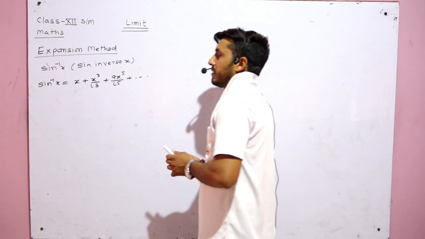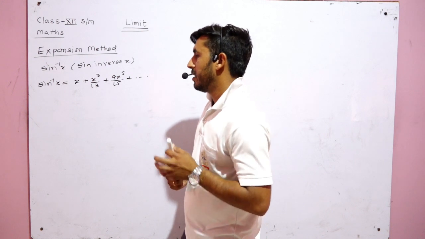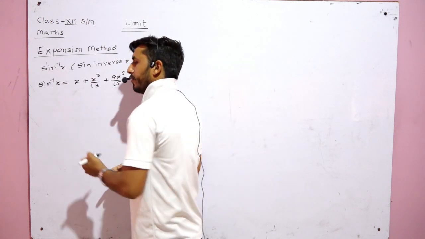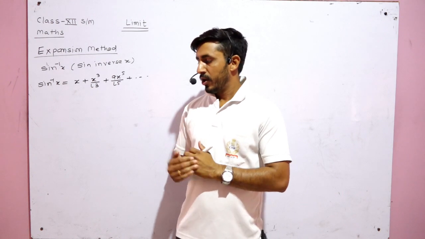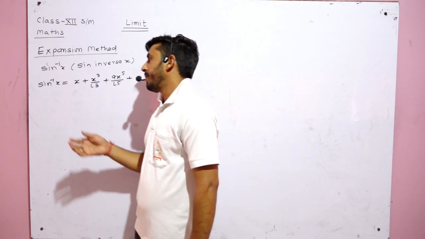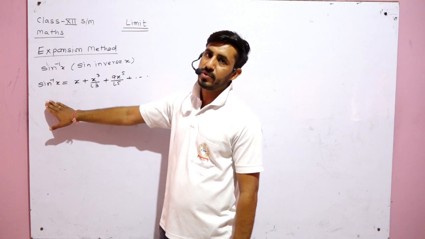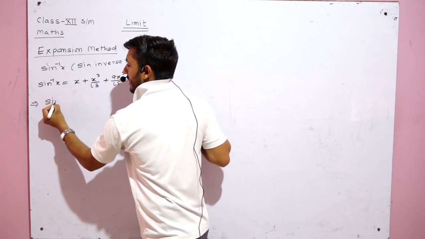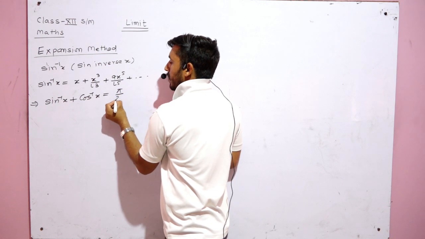Again we have to write the expansion of cos inverse x. How can we expand the function cos inverse x? There is a theorem of inverse trigonometric functions: if we are taking a trigonometric function, then as the second function I am taking the cofunction of the given function. If I am taking the function as sin inverse x, then the cofunction of sin inverse x will be cos inverse x. Then we can write the theorem on both functions: sin inverse x plus cos inverse x is equal to pi by 2.